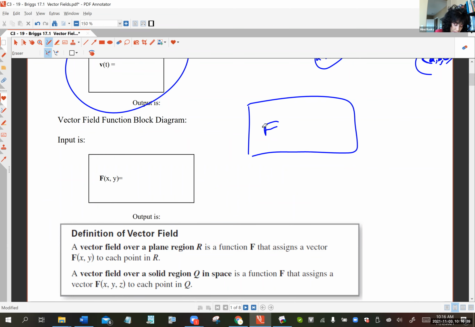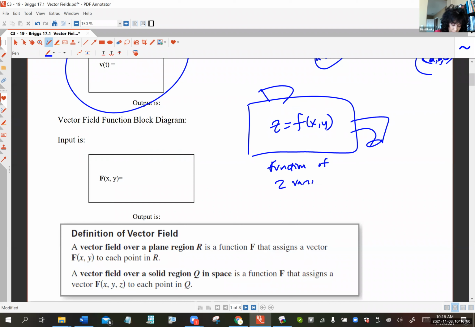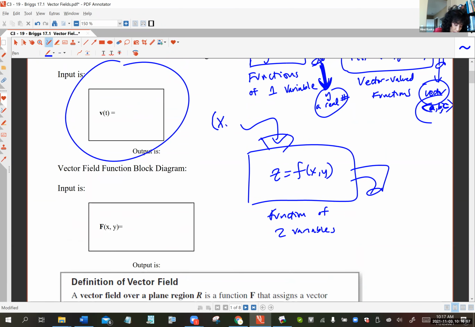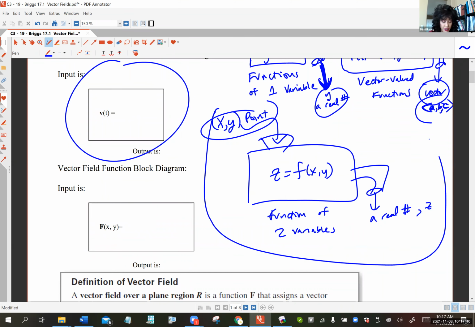So you've got some z equals f of x, y. So this is a function of 2 variables. Now, what did we feed a function of 2 variables? This is where we fed it a point. So we actually fed it a point x, y. And the output is a real number z. It's the altitude that corresponds to the point that you feed this function of 2 variables.